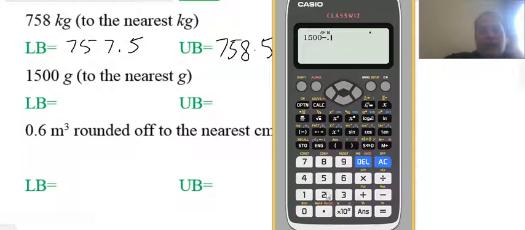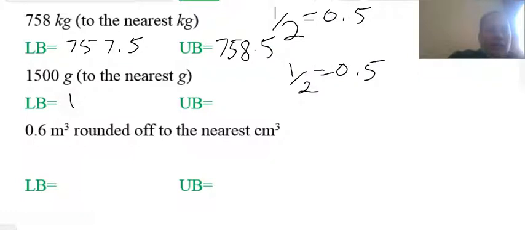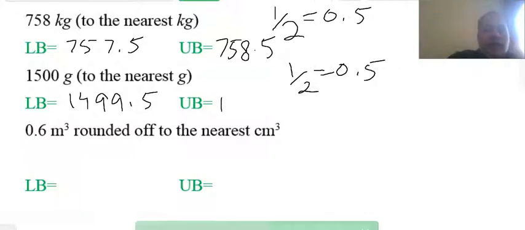minus 0.5. It is 1499.5. This is the lower bound, and 1500.5 is the upper bound. So we subtracted from this number, which gave us the lower bound, and we added this number to 1500, which gave us the upper bound.